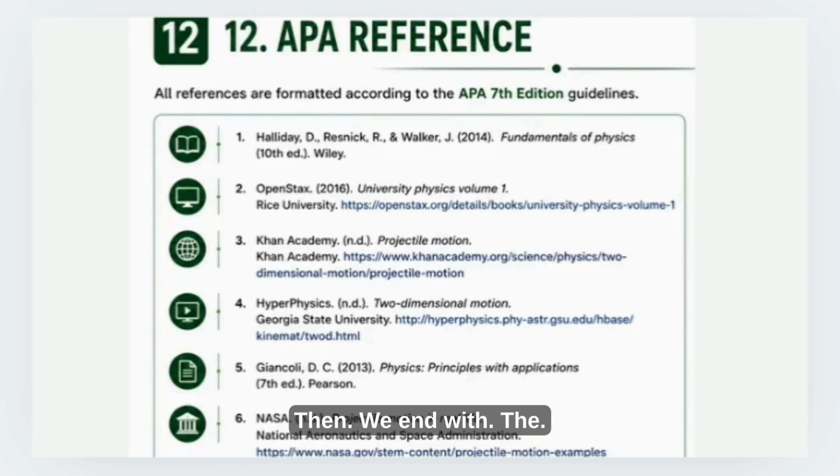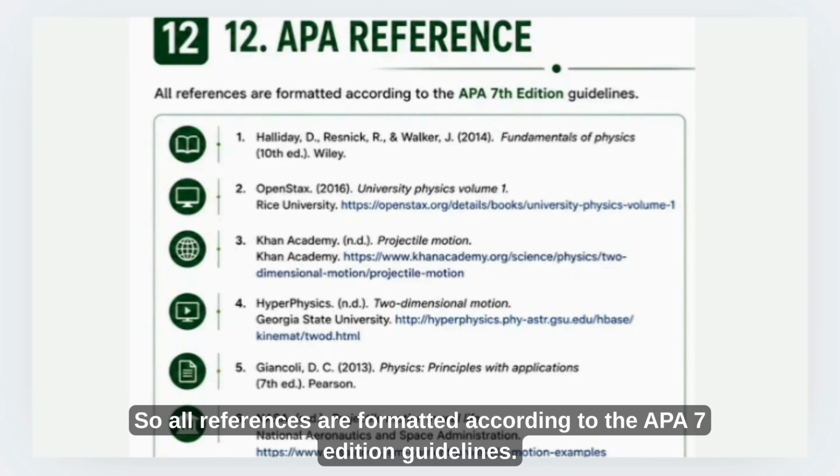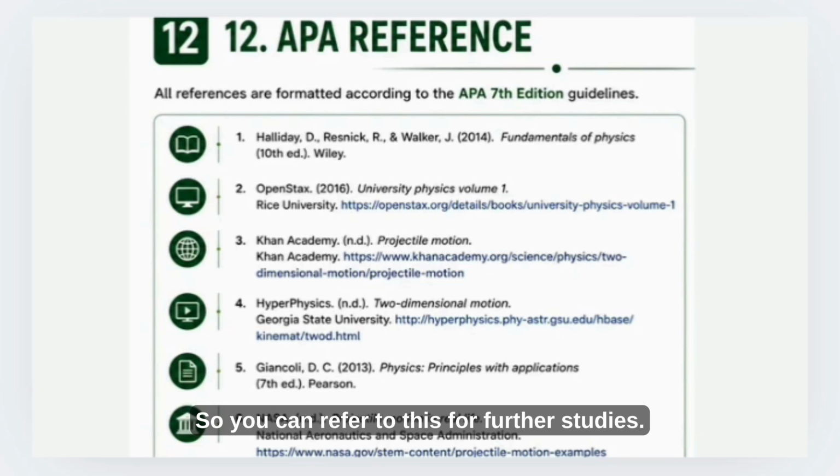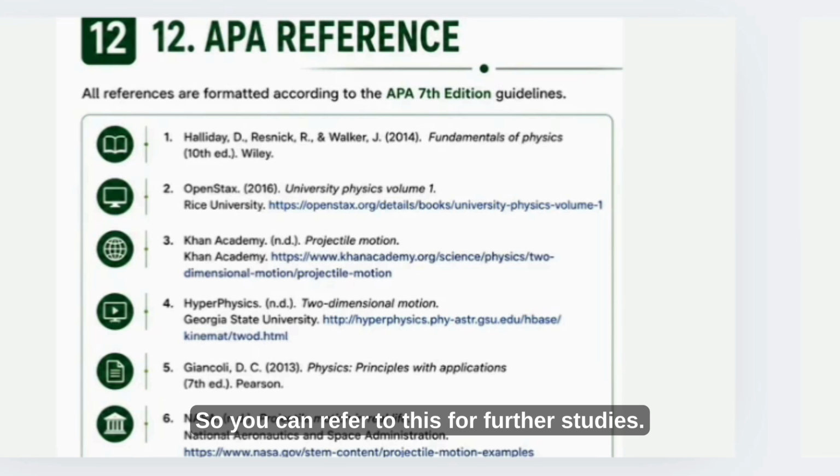Then we end with the APA references. All references are formatted according to the APA 7th edition guidelines, so you can refer to this for further studies.